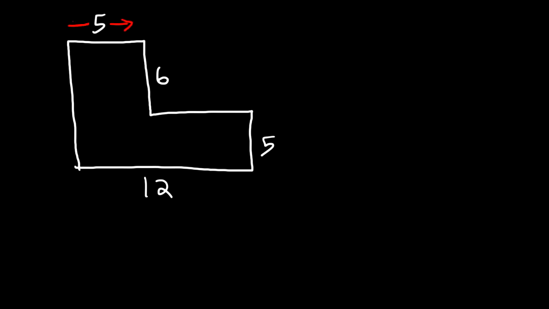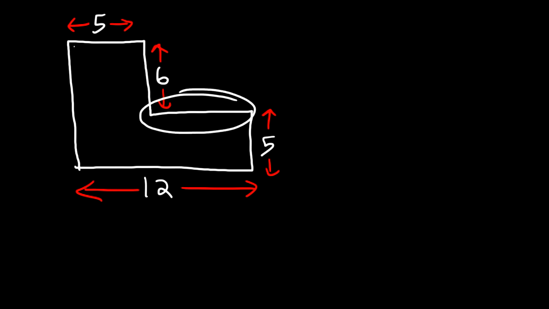So let me just highlight specifically which parts are 5. And this part is 6, and here you have 12. Go ahead and find the area and the perimeter of this irregular shape. So let's start with the perimeter. All we need to do is find the length of this side and this side.